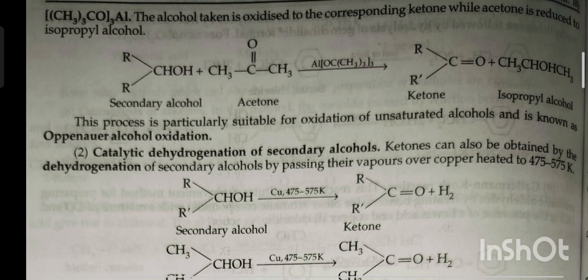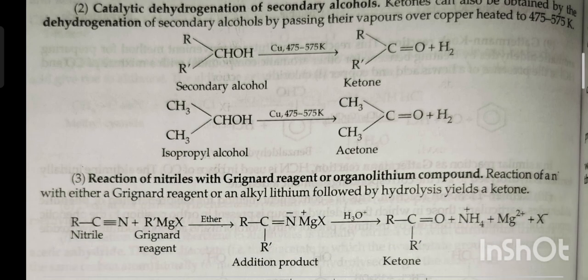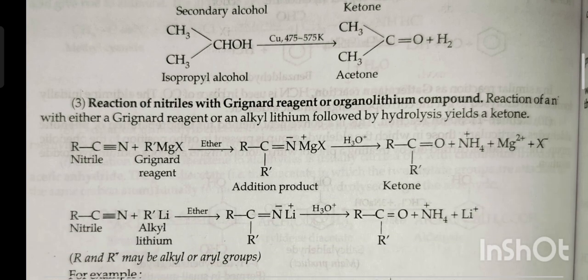Second, catalytic dehydrogenation of secondary alcohol. Ketones can also be obtained by the dehydrogenation of secondary alcohol by passing the vapor over copper heated at 475 to 575 Kelvin temperature. Secondary alcohol in the presence of copper at 475 to 575 Kelvin gives ketone. Third, reaction of nitrile with Grignard reagent or organolithium compound. Reaction of a nitrile with either a Grignard reagent or an alkyl lithium followed by hydrolysis yields ketone. Nitrile plus Grignard reagent in the presence of ether gives addition product. Then hydrolysis gives ketone.